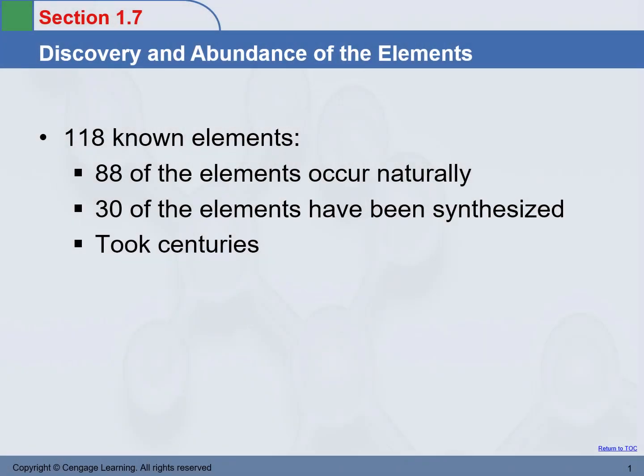Now let's briefly talk about some common facts about elements, and we're going to talk about elemental symbols as well. So far, there are 118 known elements. 88 of them occur naturally, 30 of them are synthesized in the labs. The discovery of these elements took hundreds of years.